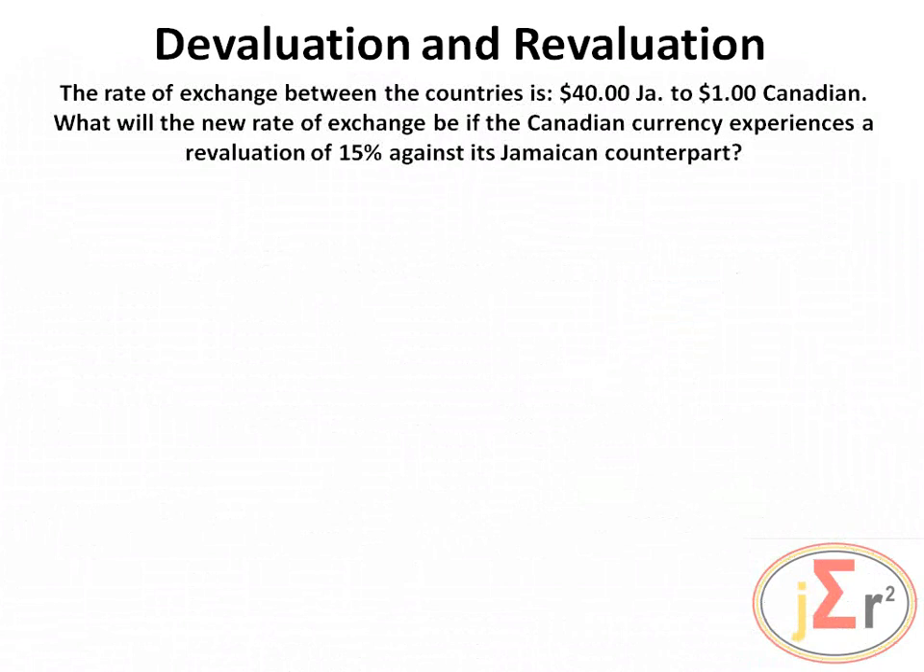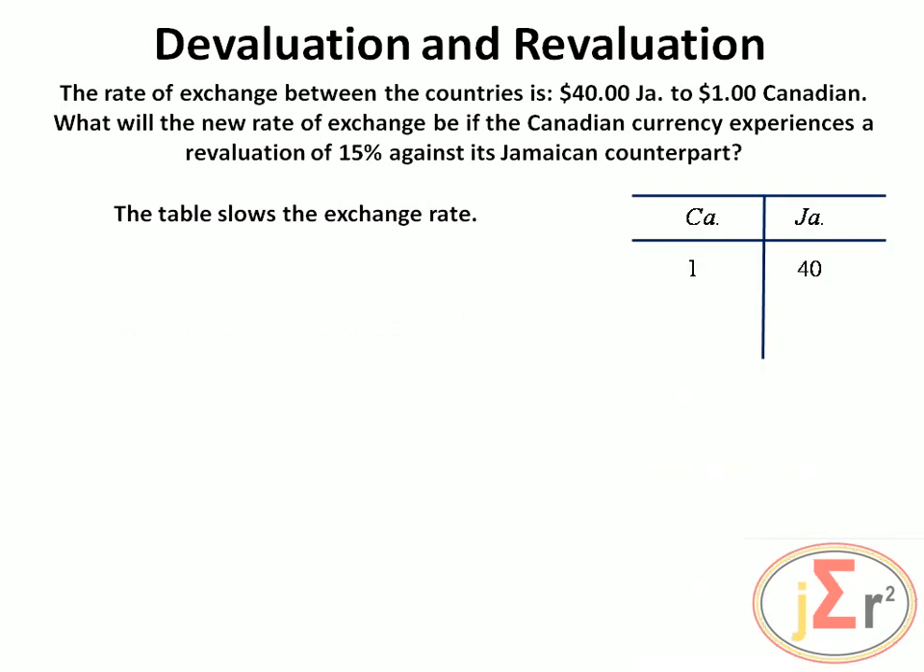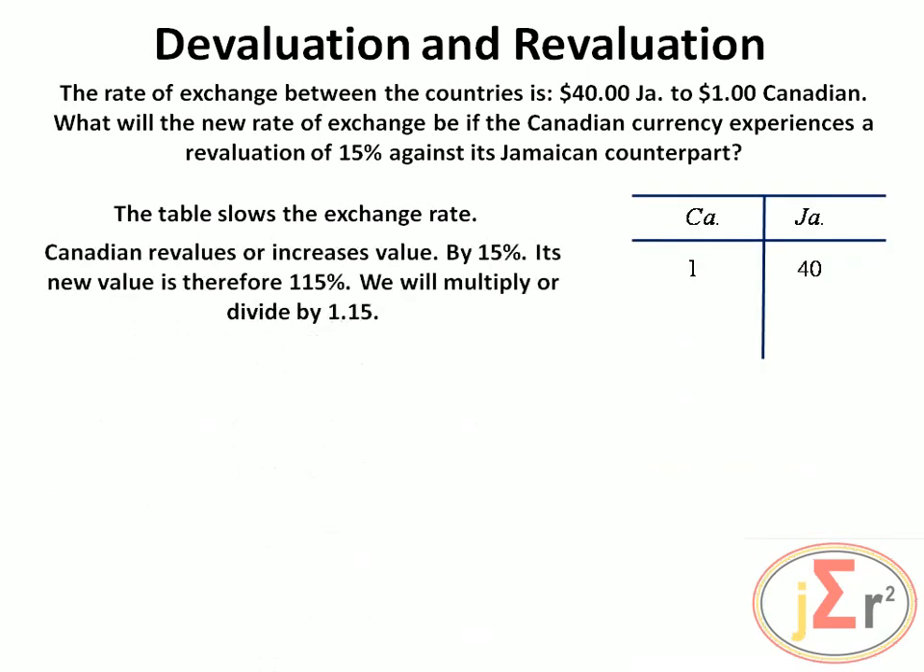The rate of exchange between the countries, we have Jamaican $40 to Canadian $1. What will the new rate of exchange be if the Canadian currency experiences revaluation of 15% against its Jamaican counterpart? The table shows the exchange rates. Good. What are we going to do? We are going to maintain 1 on the Canadian side.